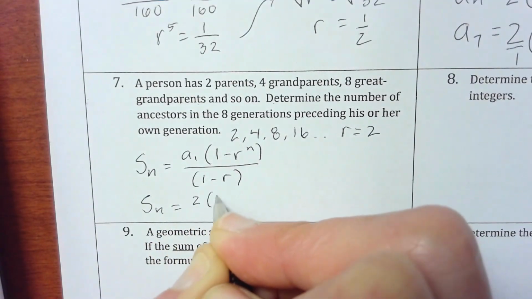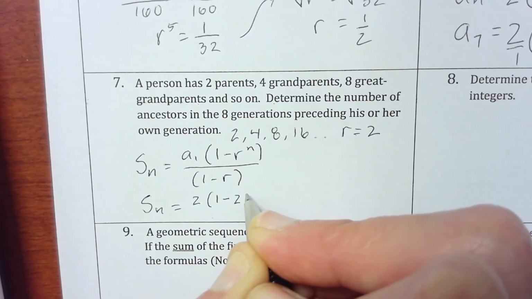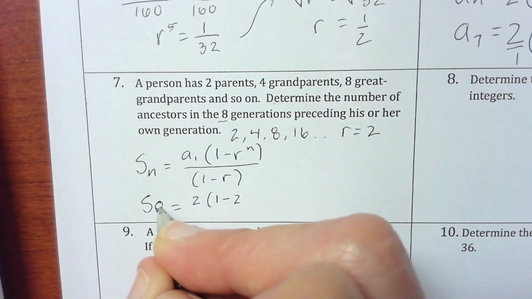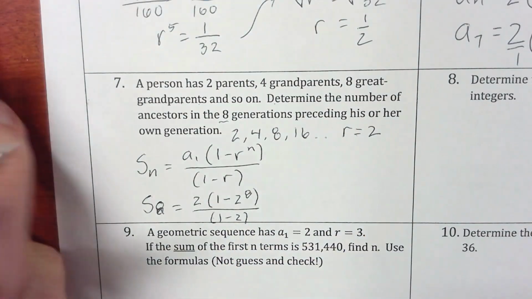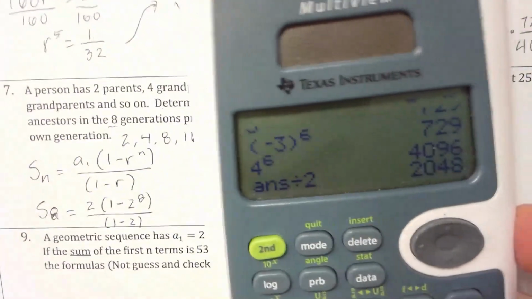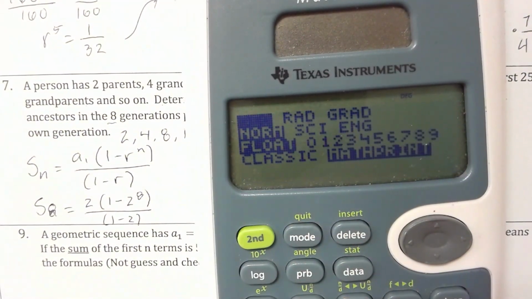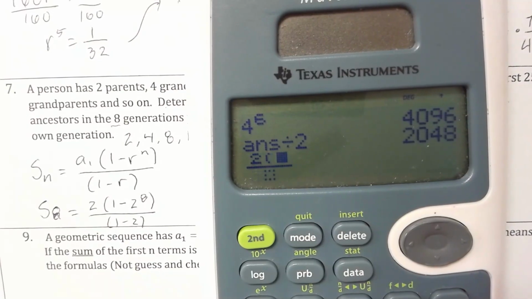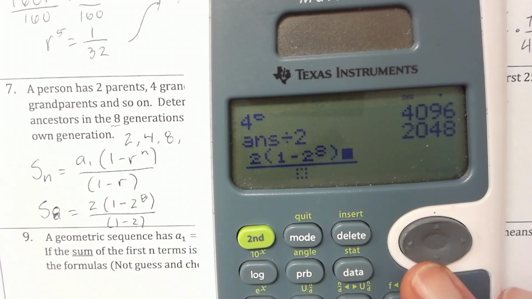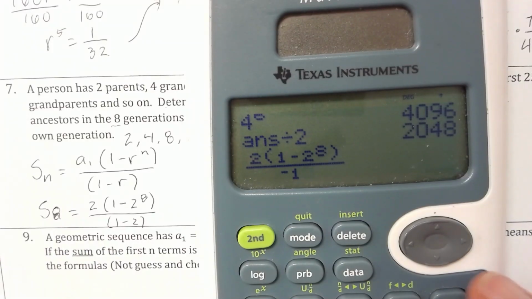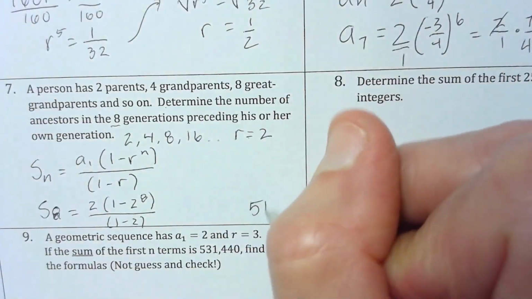First term 2, 1 minus 2 to the 8 generations, so 8 is n, over 1 minus 2. Okay, and I'll go to my calculator here. And again, I like to be in the math print mode, so I can use that button. 1 minus 2 to the 8th power. Close the parentheses, all over 1 minus 2, which is just negative 1. 510 ancestors in the previous generations. The sum, right? That's all generations. That's a lot.